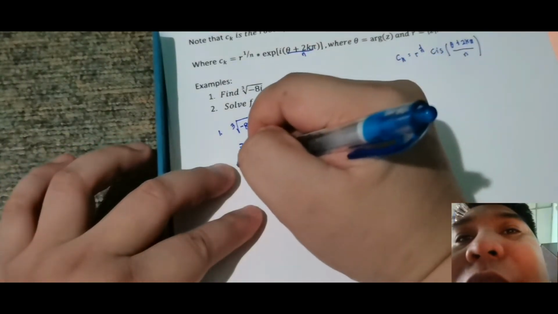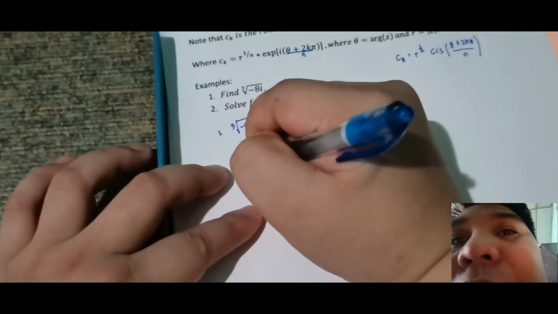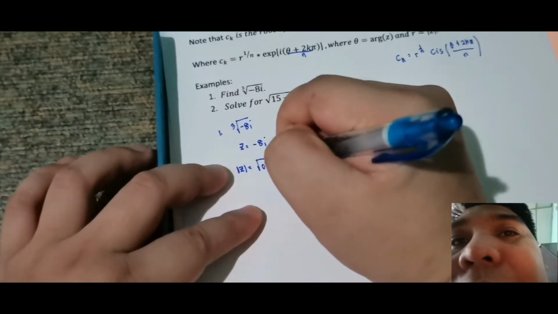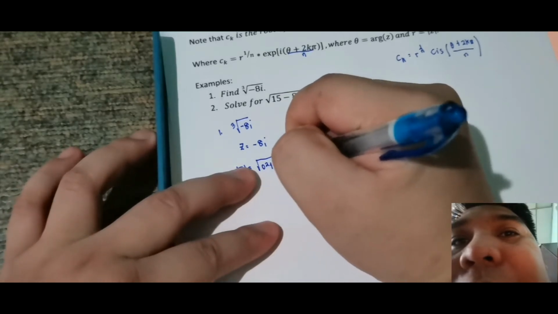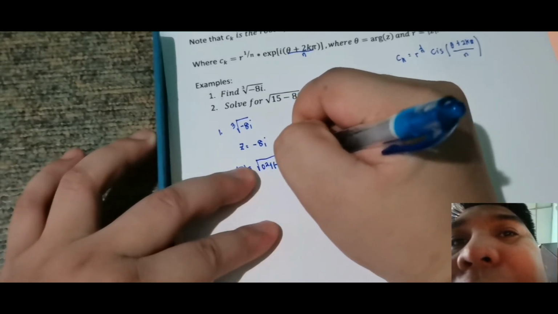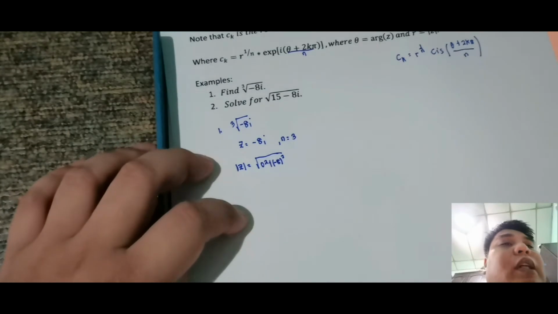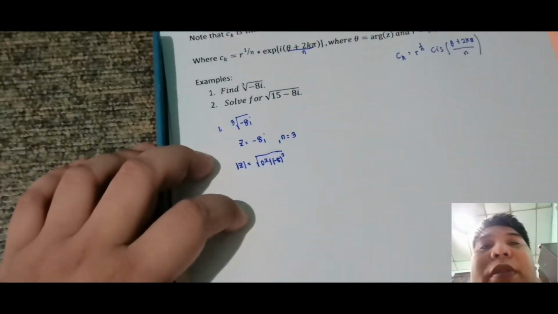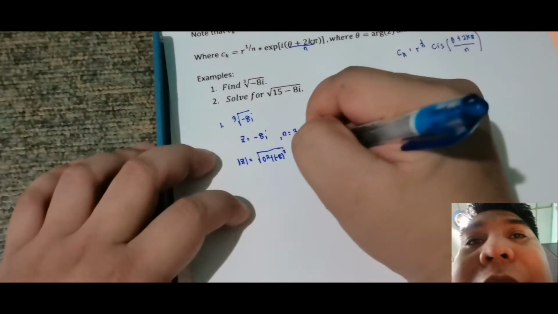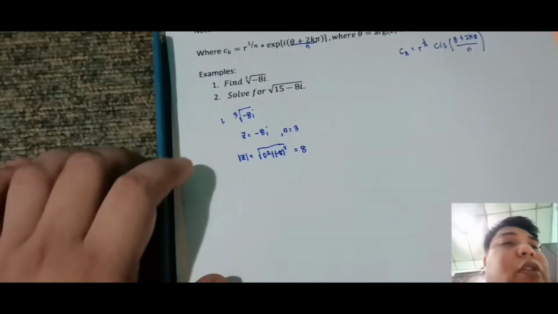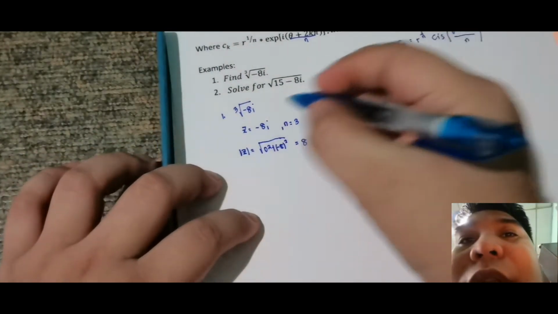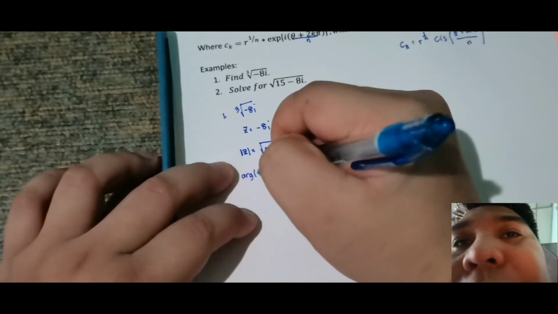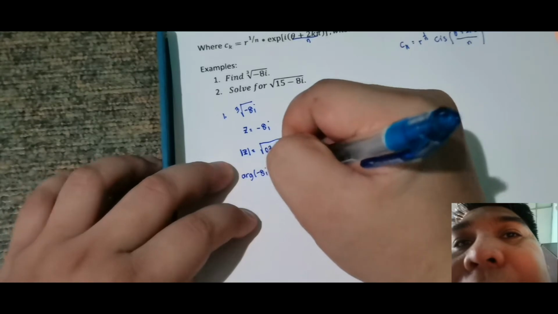What is the modulus of z? The modulus of z is equal to the square root of 0 squared plus negative 8 squared. Right? So, negative 8 squared is 64. The square root of 64 is simply 8. Okay, so therefore, the modulus is 8. Next, what is the argument? What is the argument of negative 8i?